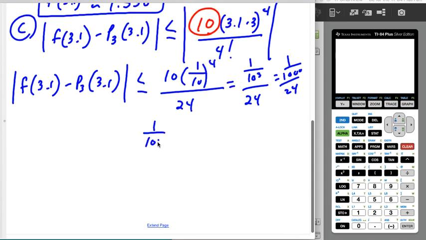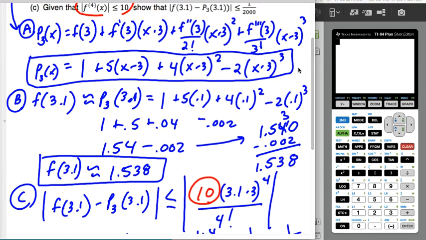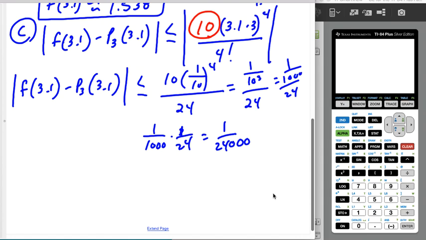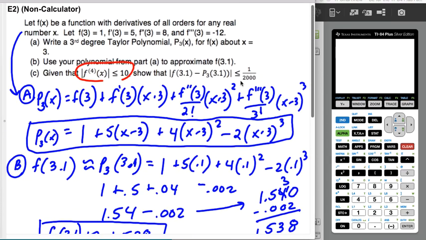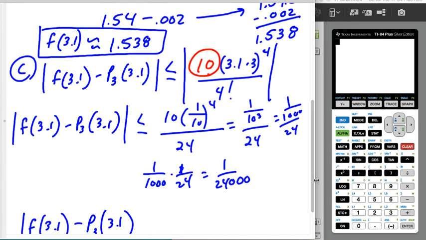If you do 1 over 1,000 divided by 24, it's the same as multiplying by 1 over 24, which means this is 1 over 24,000. And I was asked to show that this is smaller than 1 over 2,000, which it definitely very much is. I probably was off by a decimal when I wrote it, and should have written this as 20,000, but that's okay.